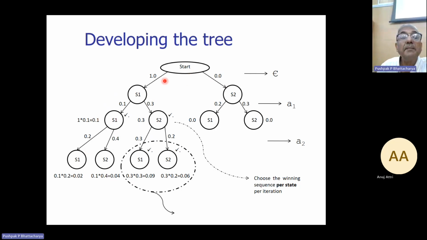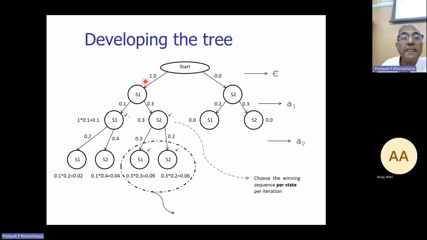So how many paths are ending in state S1? 2 paths. Start S1, S1, S1. Start S1, S2, S1. Out of these 2 paths, the path with the lower probability will be shut down. The path with the higher probability will be retained and further advanced based on the next observation.